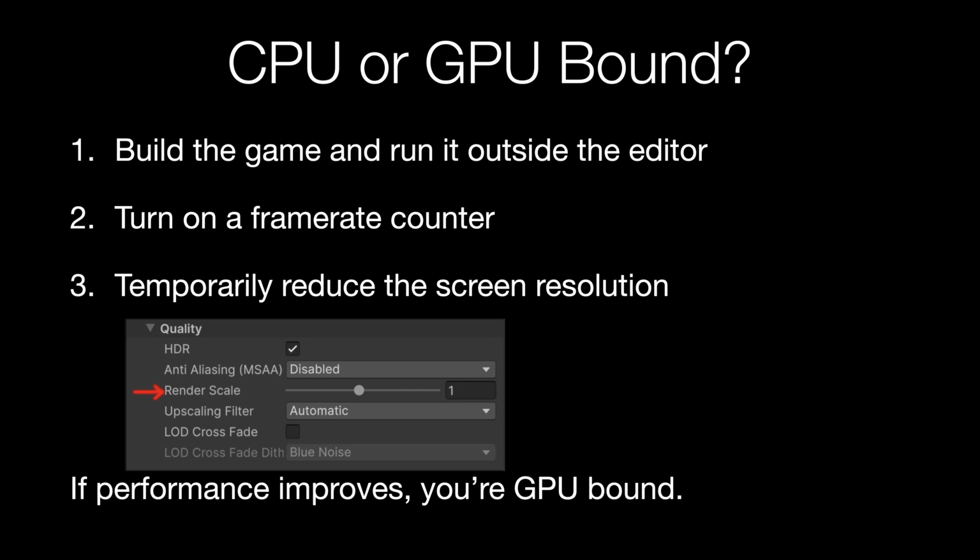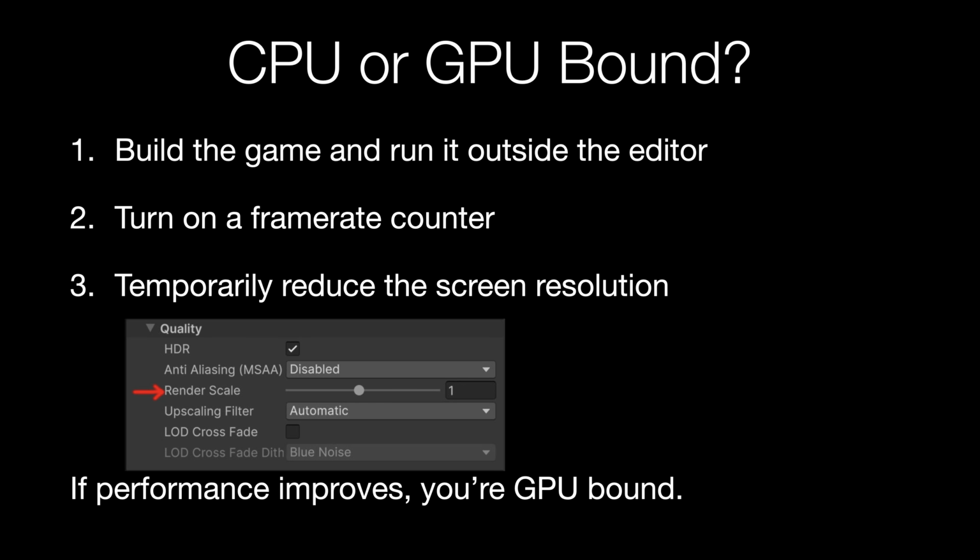Like we talked about last week, performance analysis is most effective when it's done in a standalone build because the editor introduces some overhead that can give you incorrect results. Next, turn on a frame rate or a frame time counter so that you can see the current performance.